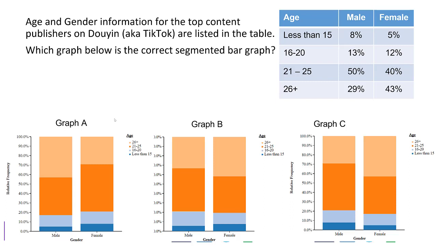Age and gender information for the top content publishers on Douyin, aka TikTok, are listed in the tables. Which of the graphs below is the corrected segment bar graph? So luckily, we actually have all our percents. Beautiful. So let's go ahead and look. We got some big differences in this orange category, which is 26 plus, 29 for male, and 43 for female.